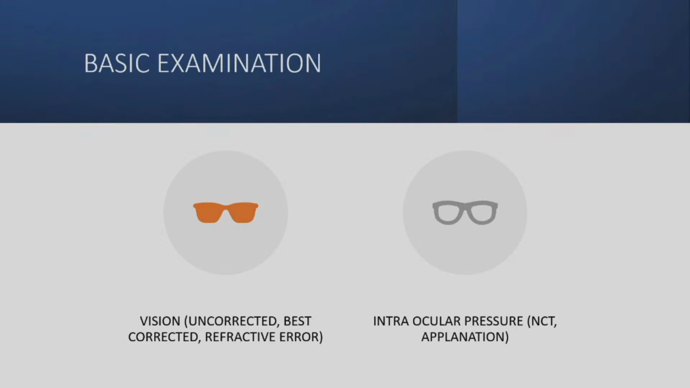And the second most important thing is intraocular pressure. Any patient with any vitreoretinal disorder, you always have to check the intraocular pressure, because the patient may have a coexisting glaucoma, or may have a secondary glaucoma after a past history of vitreoretinal treatment.